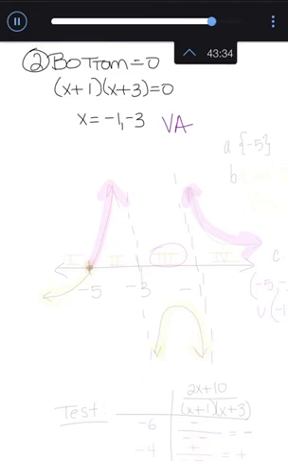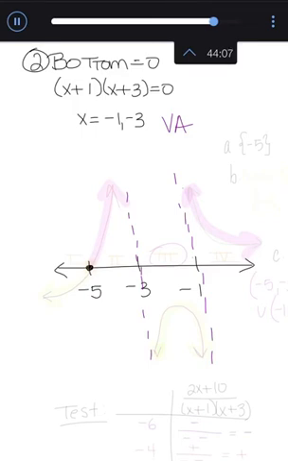These are vertical asymptotes. Okay, so let's put this all together to help start off our graph a little bit. So we've got 3 values this time. We've got negative 5, where I'm crossing the x-axis at a point. We've got negative 3 and negative 1. Well, negative 3 and negative 1, those were my vertical asymptotes, so I'm going to draw my little dotted vertical lines.